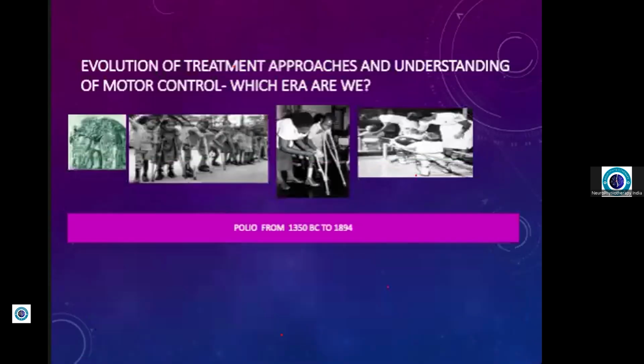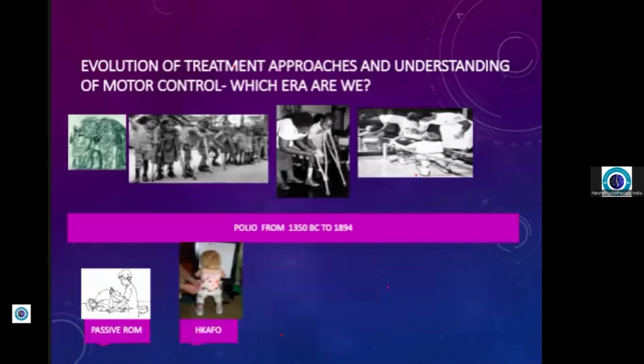Now, just think of this particular condition. I think all of us have seen polio. You see on the upper picture what we have done for polio. We gave them the crutches, we gave them the orthosis, we made them walk in the parallel bar. Now, that was happening from 1350 BC to 1894.